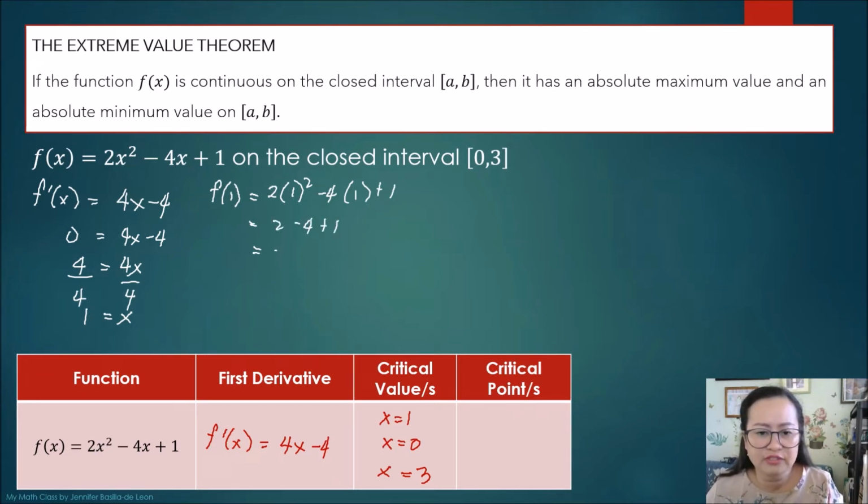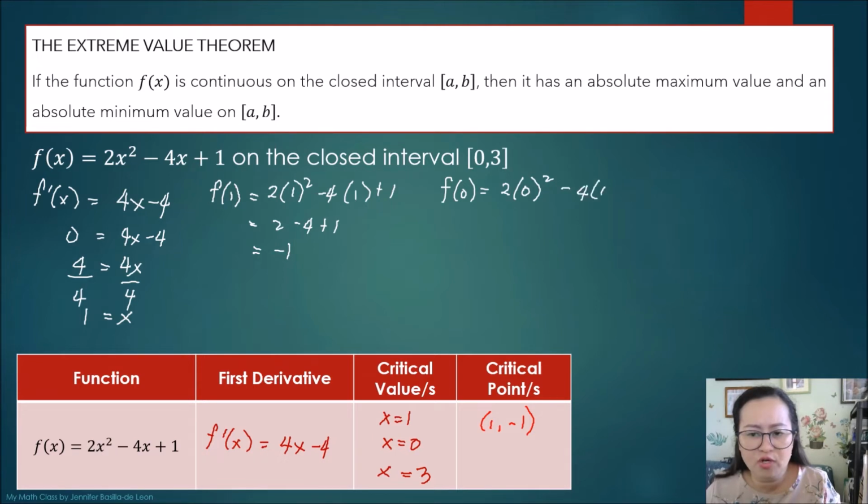We will have negative 1. So the critical point is (1, -1). What about when x is equal to 0? So we will have 2 times the square of 0 minus 4 times 0 plus 1. Simplifying that, that will give you 1. So our critical point would be (0, 1).